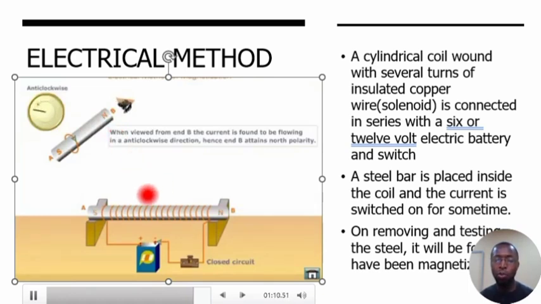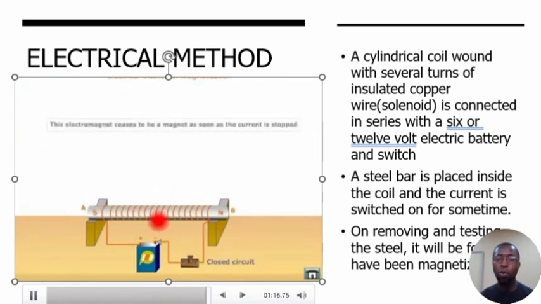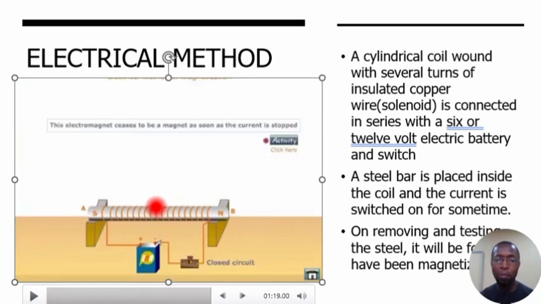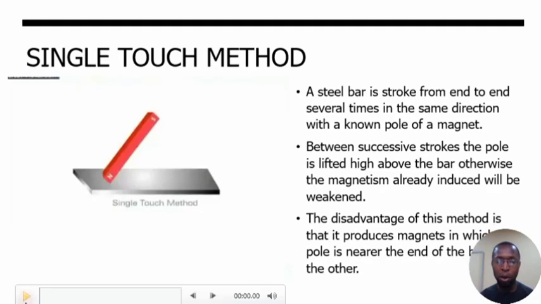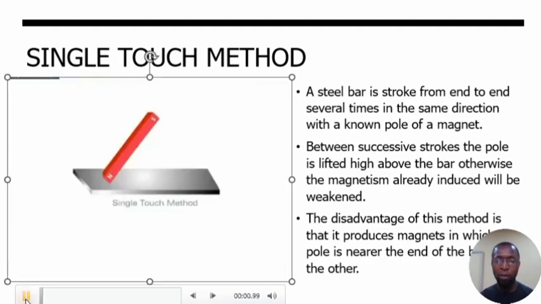So in summary, to make a magnet by the electrical method, you put a steel bar or an iron bar in a solenoid that is connected to electricity, and it becomes a magnet. This is the electrical way of making a magnet. The next method of making a magnet is what we call the single touch method. How does this work? Let's play this and see.